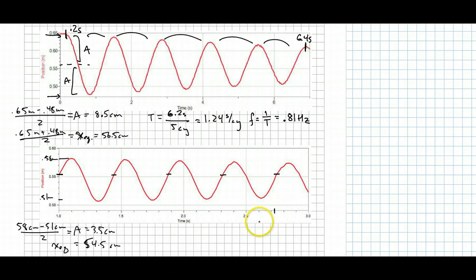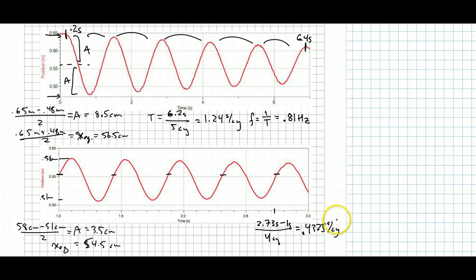right about 2.73 seconds, let's say. And I started at 1 second. So that took 1.73 seconds to happen, and if we count the cycles, we'll see that there are 4. 1, 2, 3, 4. So I get 0.4325 seconds per cycle.